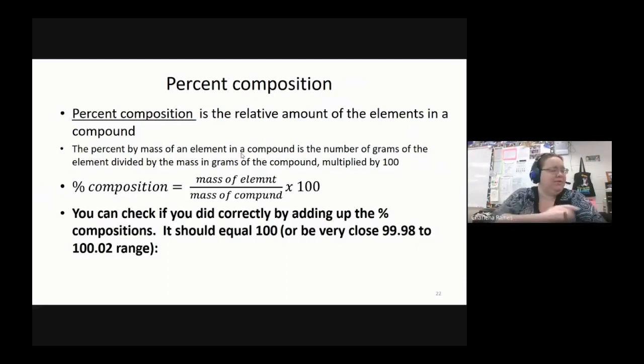Now, the nice thing about percent composition is if you happen to find the percent composition of all of the elements, you are able to add them all up and you should get something that is really, really close to 100, if not exactly equal to 100.